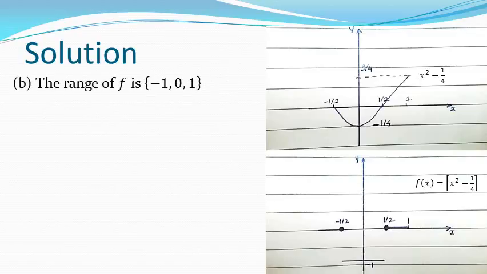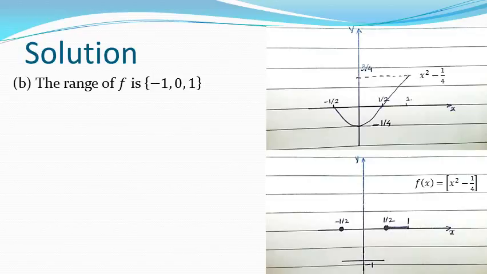Looking at the second option, it says that the range of f is the three integers minus 1, 0 and plus 1. Is this correct? Well, again, looking at the graph, we can see that the range is actually just minus 1 and 0.